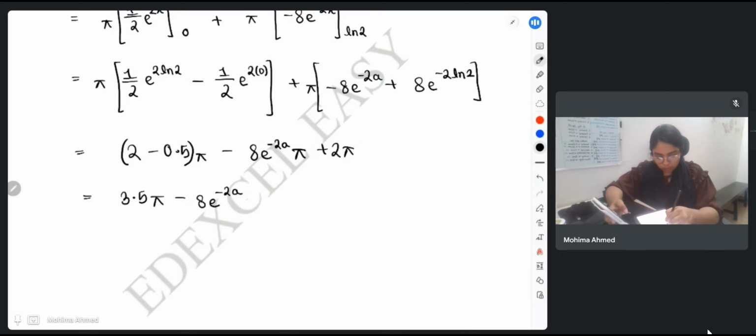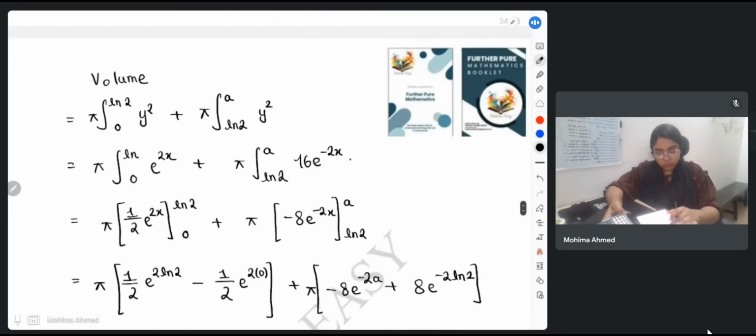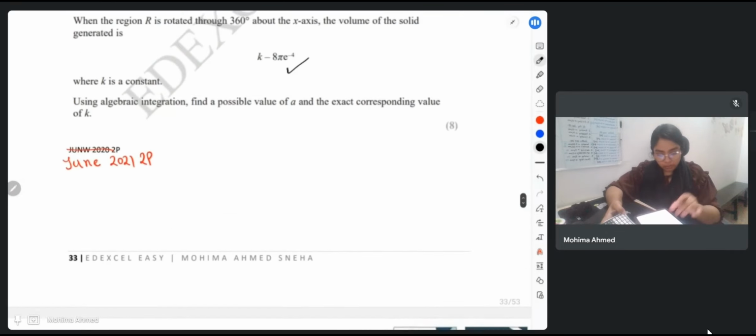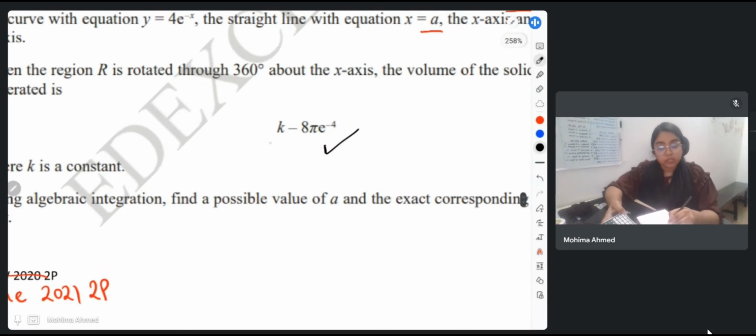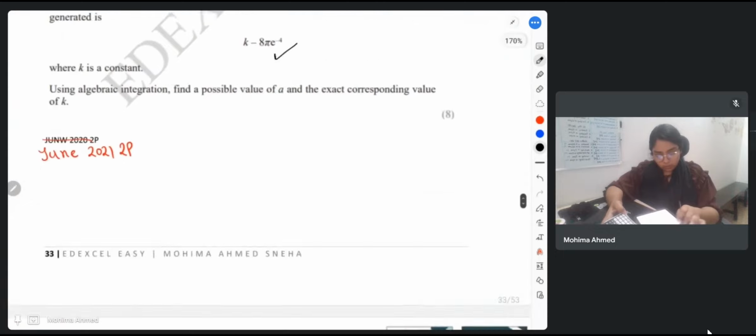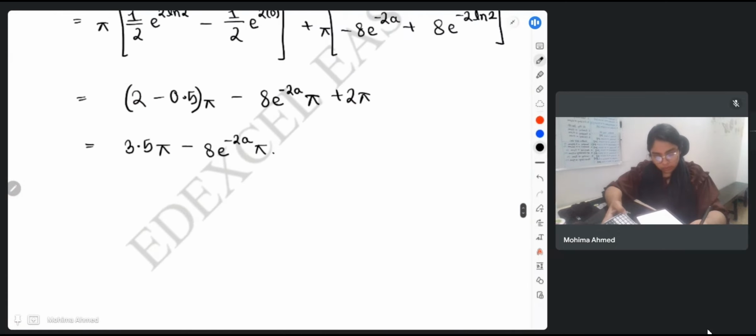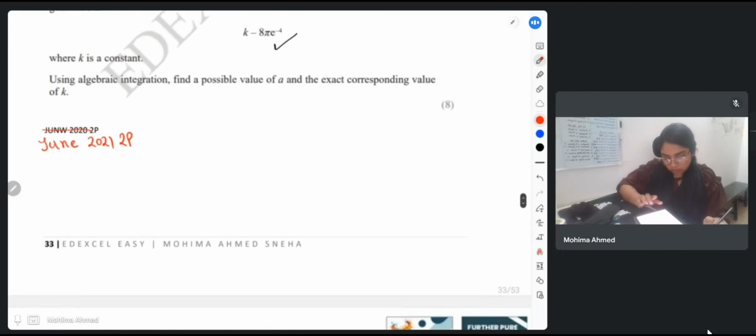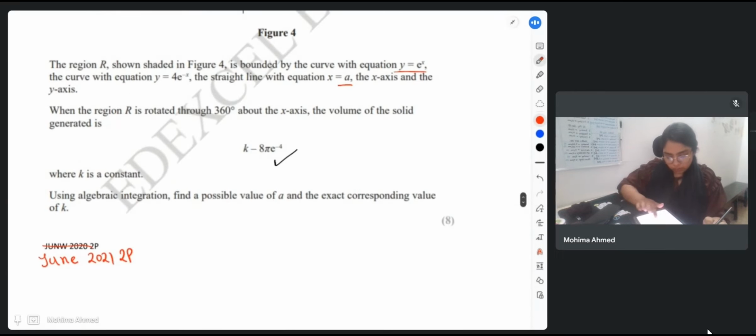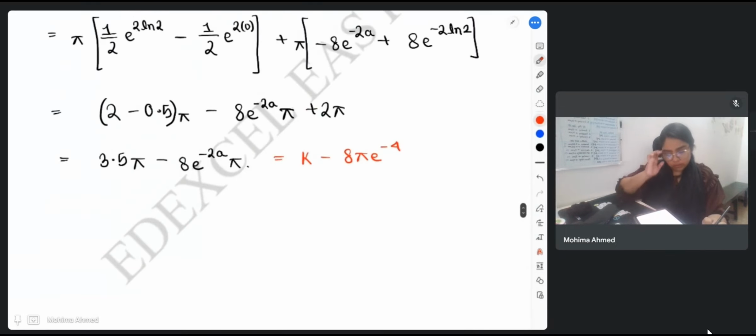minus 8 e power minus 2a pi. Again, if I go back to the very top of this question, there was one format given: k minus 8 pi e to the power of minus 4. Okay, we will just go back now and I'll write it over here. This must be equivalent to k minus 8 pi e to the power of minus 4. Maybe I'm making a mistake. One minute. K minus 8 pi e power minus 4. Right. In that case, your answer is obviously given in that format.